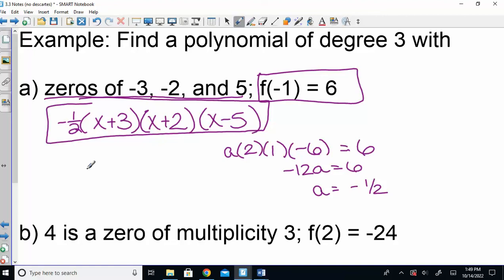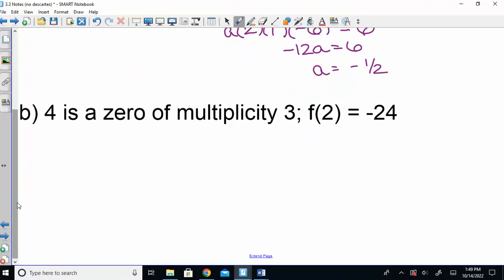I am not going to ask you to multiply that all out. Okay, we can just leave it like this. Just know there's some of these on your homework. The answers in the back of the book are all multiplied out. You don't need to do that. You can leave it in factor form. All right, last problem for today.